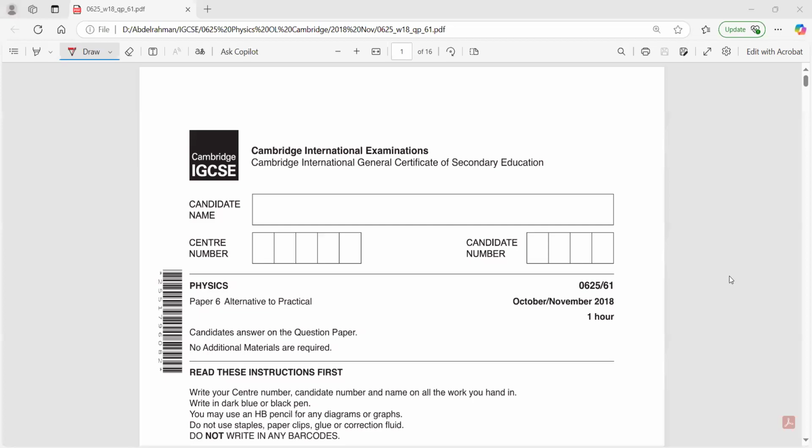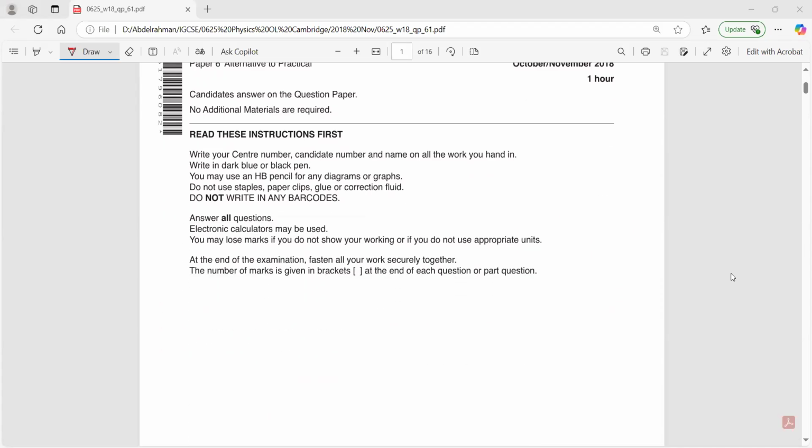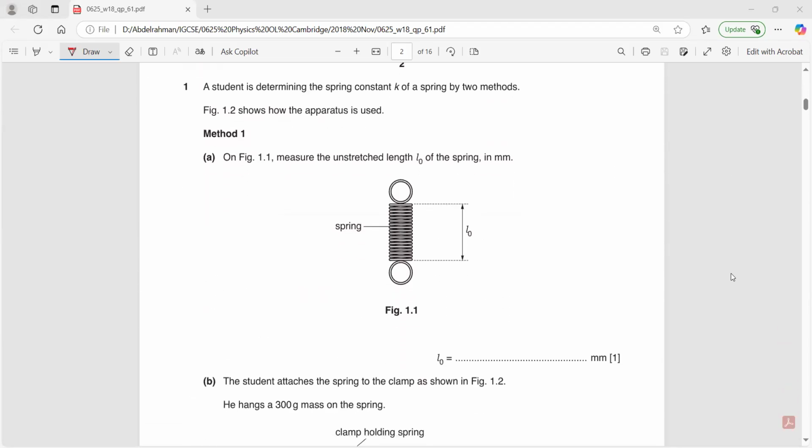Okay, November 2018, paper 6, variant 1. Question 1. A student is determining the spring constant K of a spring by two methods. Method 1: he will measure the original length of this spring. So what do we need to do? We need to measure the distance between these two dotted lines.